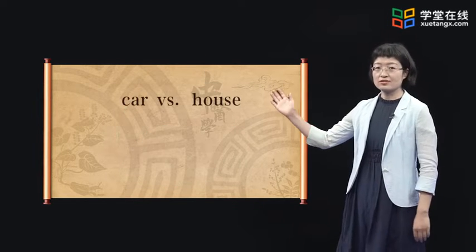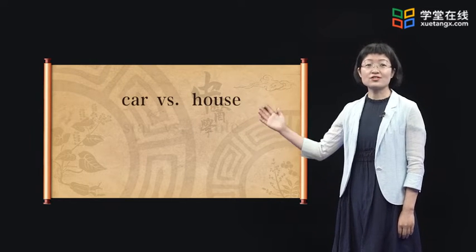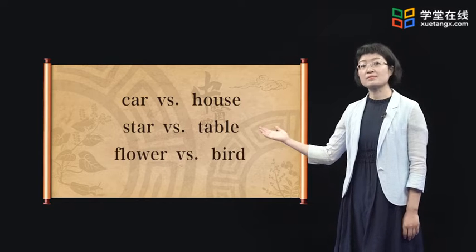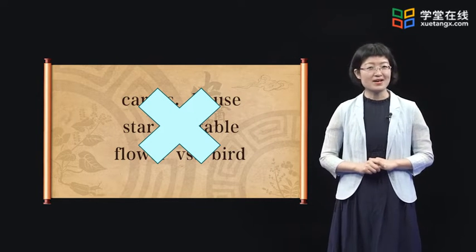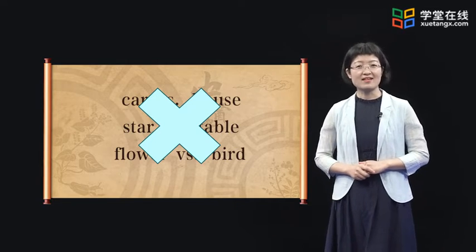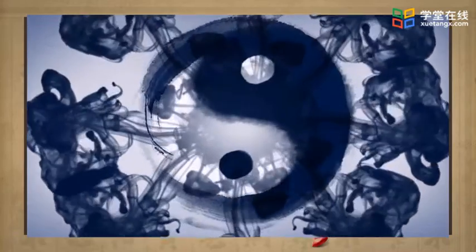Then, how do we define the yin-yang characters for the following things, such as car versus house, star versus table, flower versus bird? No matter which one you pick as yang and which one as yin, the answer would be wrong. Actually, this is a trick.